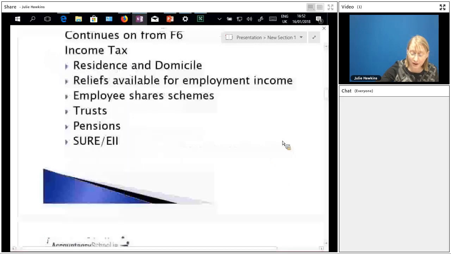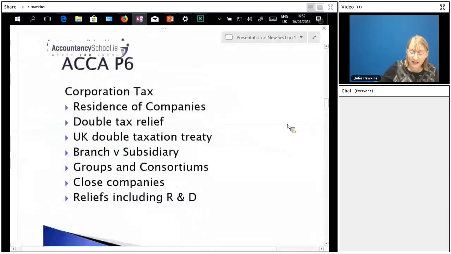When we move on to corporation tax, again we spend a lot of time looking at the residence of companies, double taxation relief for companies. We study the UK double taxation treaty. We look at the difference from a tax perspective on a branch or a subsidiary. We look at group relief, which we did actually start in F6, but we continue this very, very important topic. And we also look at consortiums.